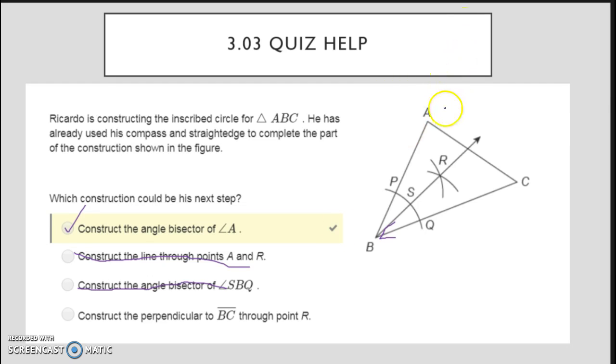Because once we find where those intersect, the two angle bisectors, then we would construct a perpendicular line to BC from the center where those intersect. It's probably not going to be R though. So wherever those intersect, we would construct perpendicular, but not quite yet. We need that intersection point. And to get that, we have to construct angle bisector.